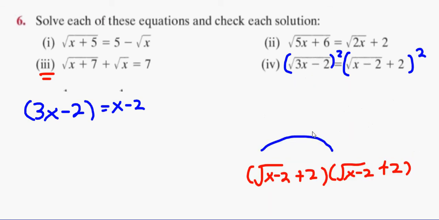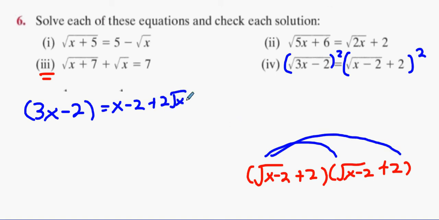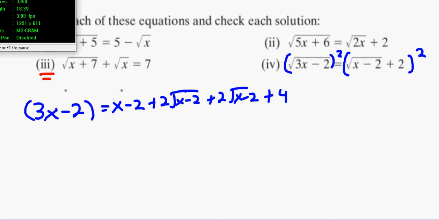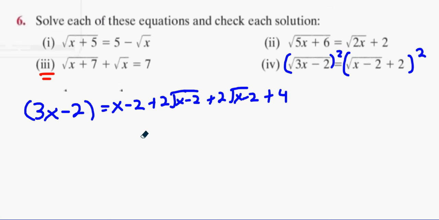Alright, let's keep multiplying this then. Plus 2 square root of x minus 2 plus another 2 square root of x minus 2 plus a 4. Hooray! Now, that's what we're going to do here is the following. Okay? We're going to have minus 2 plus 4, so that's going to be x plus 2. There's 4 of these now. Would you agree with that? 4 root x minus 2. 2 of them there and 2 of them there makes 4 of them.